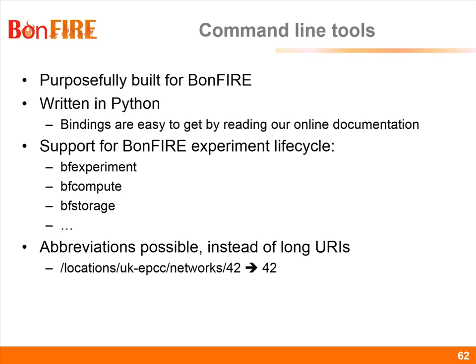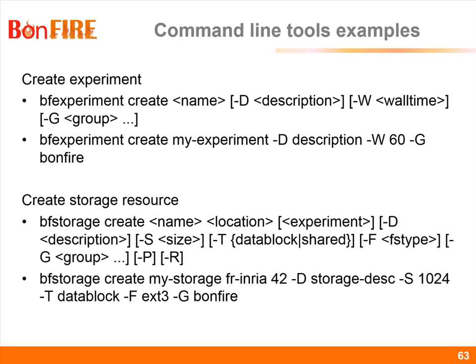And the command line tools, again, designed for BonFIRE and written in Python. It's pretty easy to see how to execute this from our documentation. It provides functionality for the experiment, the compute, the storage, the network, all the things that BonFIRE supports. And you can do abbreviations. You can call the whole network as 42 if it's unambiguous. You go and resolve it.